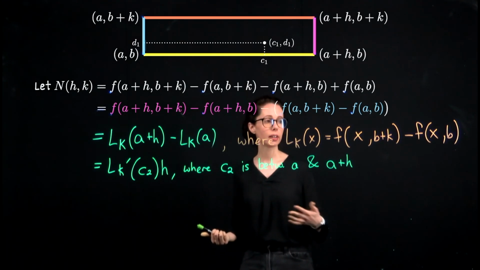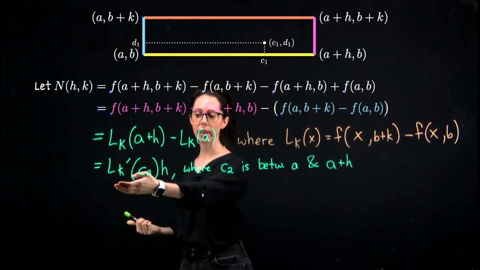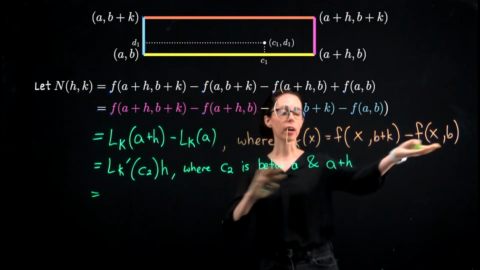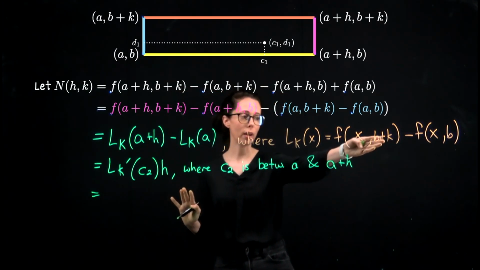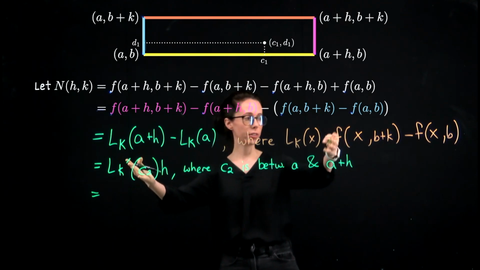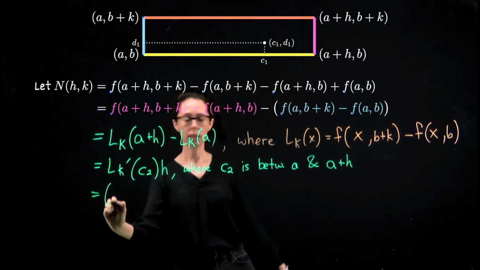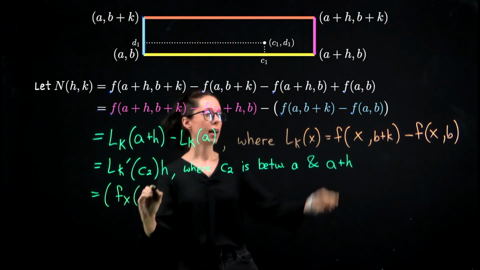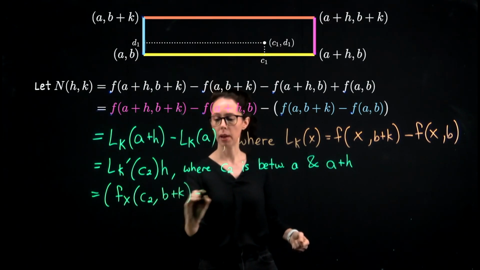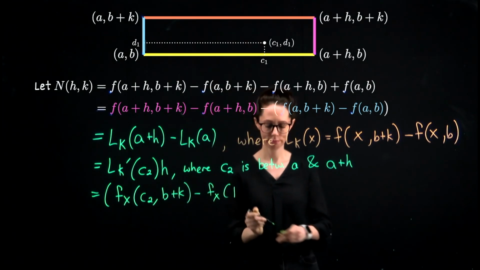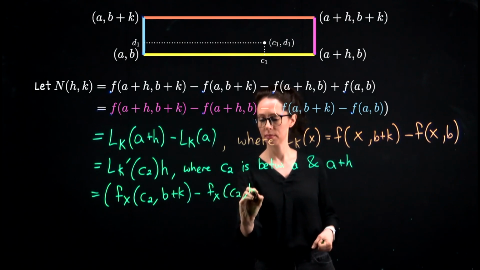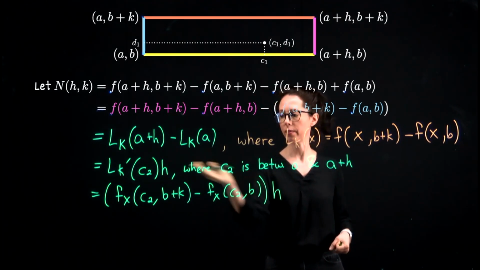Okay, just like before, let's go ahead right now together and pass from L sub k prime to some sort of differential expression involving f. The y values here are completely fixed. This is in no way a function of y. The y values are b plus k and b. So differentiating L sub k means differentiating f with respect to x. So this is going to be f sub x at the point C2, b plus k, minus f sub x at C2, b. And then we have the h from before.